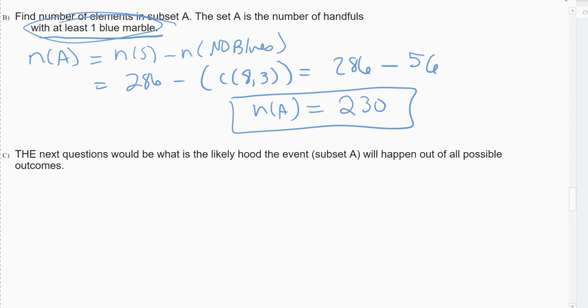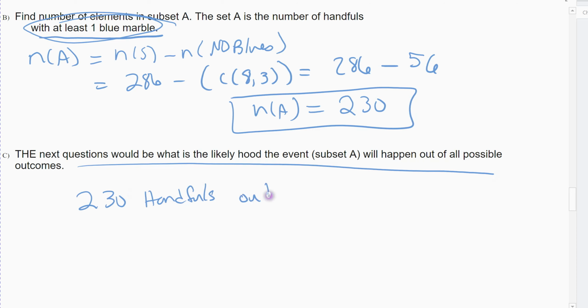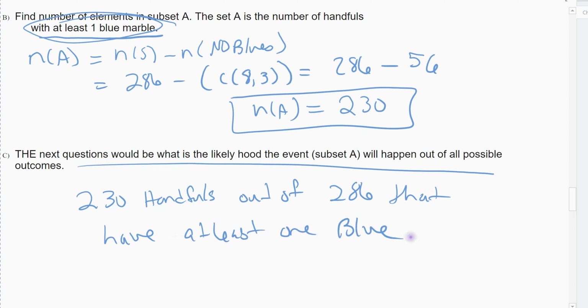The next question we're going to answer in this chapter is, what's the likelihood subset A will happen? The likelihood would be 230 handfuls out of 286 that have at least 1 blue. That's our odds. So it's pretty good odds. Most of our handfuls, 230 out of 286.